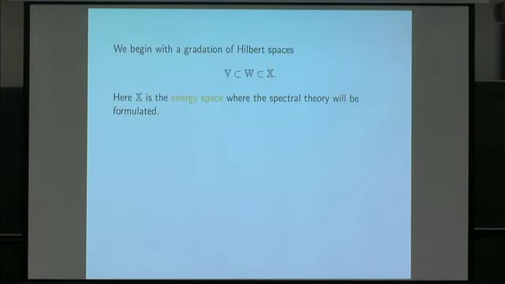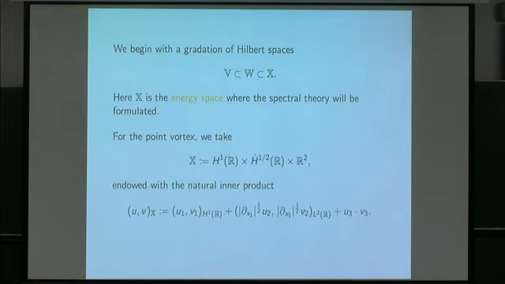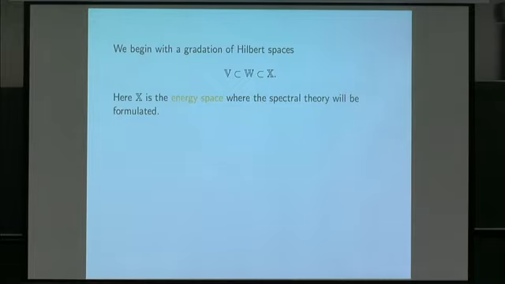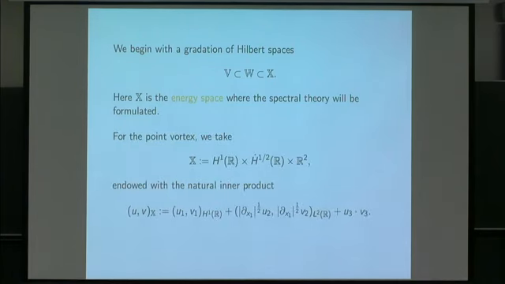Okay, so in place of the energy space that you usually see, I want to have a gradation of spaces. So there's X, which is the energy space, or the space where we'll do our spectral theory. Inside of X is W. W stands for well-posedness space. This is where you can prove your well-posedness theory and everything makes sense. And V is an additional space which is even of smoother functions than W, so they call it the very smooth space. And I'll come back to what that means. So in the point vortex case, X was this quantity here, so you see that this is actually exactly the energy space for the problem, and you have a natural inner product for it.